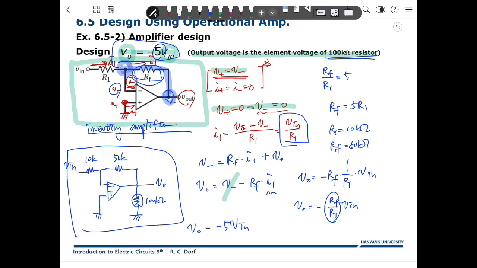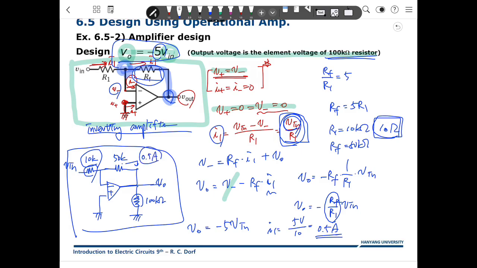Then you may have a question: why do we choose 10 kilo ohms, not 10 ohms? How about 10 ohms, is it possible? It is possible. But if you use 10 ohms here, then what is the current of this device? I mean I1. If we choose 10 ohms, then I1 will be V in over 10, for example 5 volts, then 0.5 ampere flowing here.